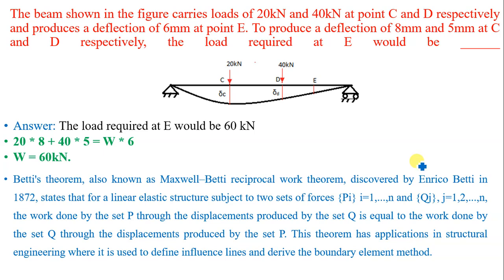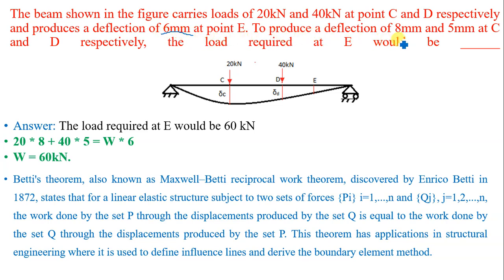Next question is, the beam shown in figure carries loads of 20 kilonewton and 40 kilonewton at points C and D, and it produces a deflection of 6 mm at point E. So when we apply 20 kilonewton and 40 kilonewton load on the beam, definitely the beam will deflect like this, and there will be deflection at point E, and that deflection is given as 6 mm.